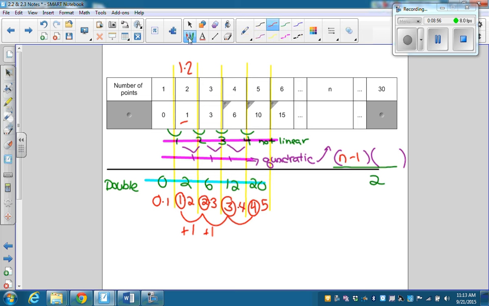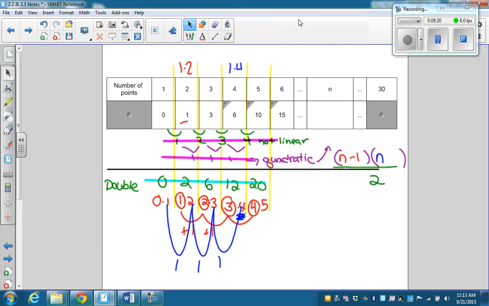And then to get from this 1 to 2 to 3, I'm still going up by 1. So I have a 1 in. But like if I did 1 times 4, I really need to get 4, so what do I do? Nothing, right? It's just n. So the final answer is n times n minus 1 over 2.